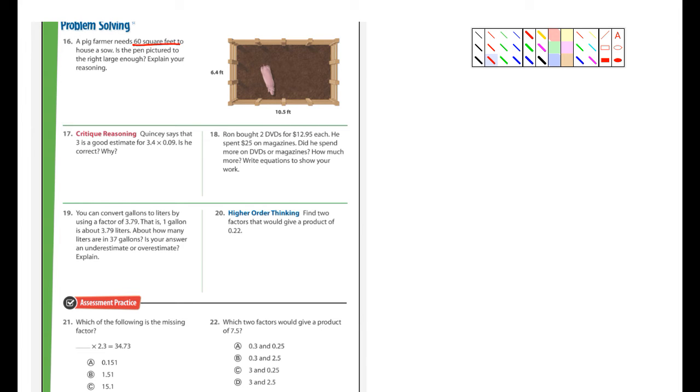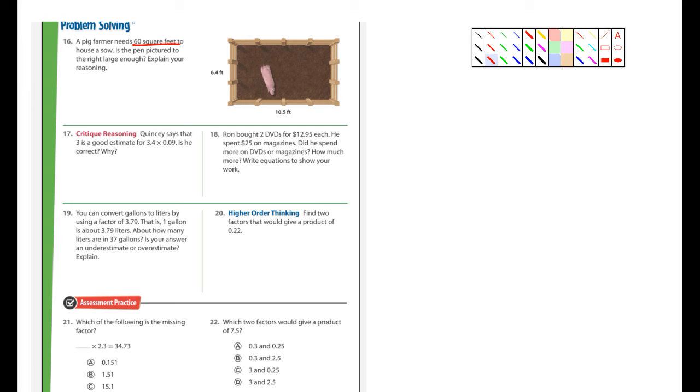And then you could just do the math. You could just do 3.4 times 0.09. And you're going to come up with a number that's a lot smaller than 3.